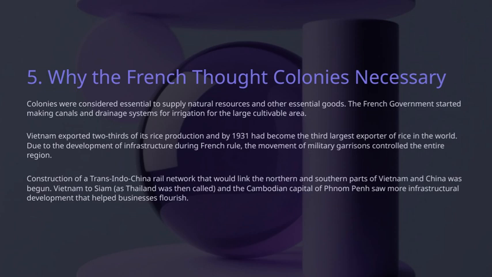Vietnam, during this period, was a major rice exporter. It produced enough rice to export about 2/3 of its total production, and by 1931, it had become the 3rd largest rice exporter in the world. This boom was largely thanks to the improved infrastructure established during French rule, which made the movement of goods much more efficient. Moreover, the presence of military garrisons across the region was also a result of this infrastructure development. Controlling the movement of these military posts was vital for maintaining stability and asserting French authority in the region.